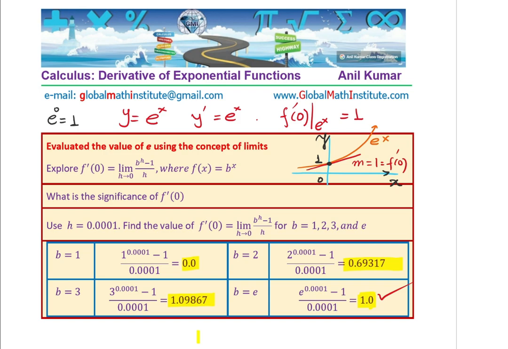You get the idea. So that is a very interesting number to look into, and that becomes a base for finding the derivatives of exponential functions. I hope you understand and appreciate it.